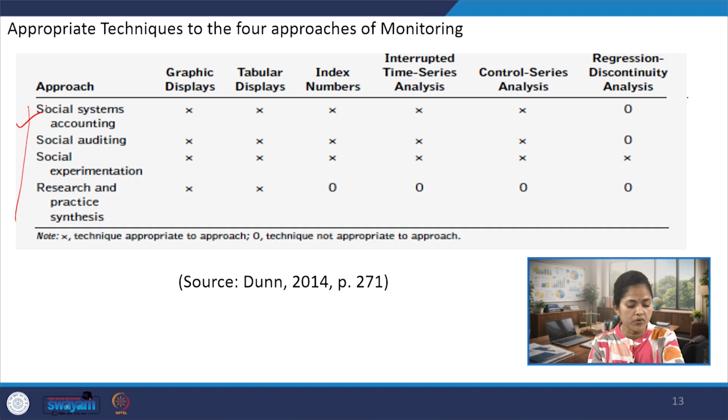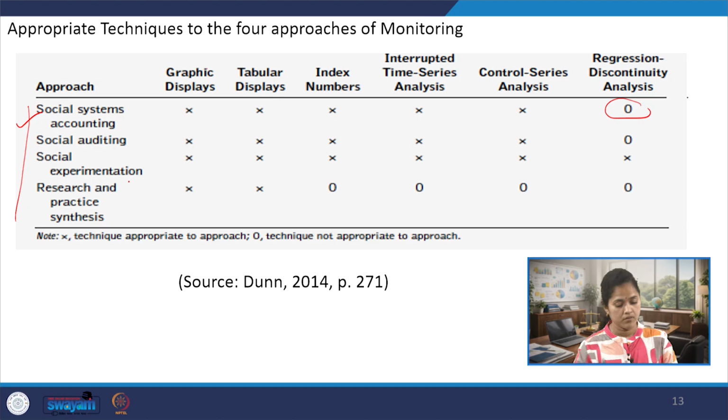So for example, for social system accounting, the available techniques that a monitor can use are graphic displays, tabular displays, index numbers, interrupted time series, and control series, but we cannot use regression discontinuity analysis.